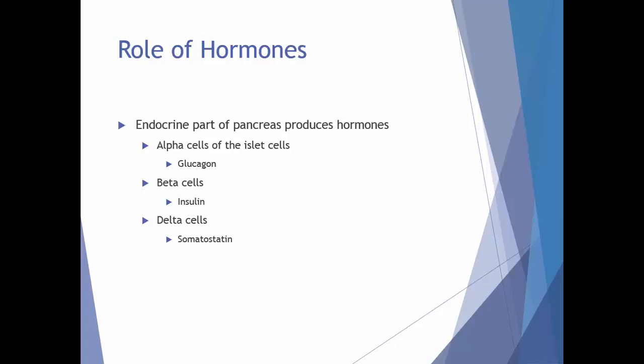Delta cells is the third type of cells in the islets of Langerhans, and they produce somatostatin. It is believed to be a neurotransmitter that inhibits the production of both glucose and insulin.